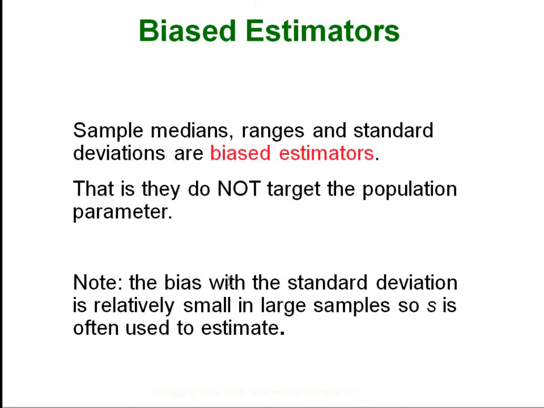Standard deviations are off by a little bit, but only a little bit. And because their bias is very small, we still tend to estimate population standard deviations based on sample standard deviations. And since the variances target perfectly, we can always just take the square root of that and we're pretty much spot on.